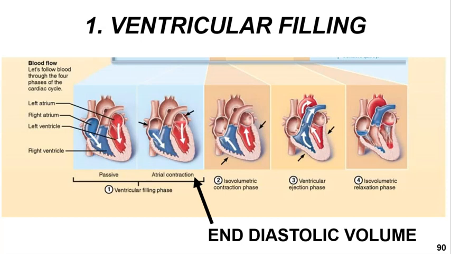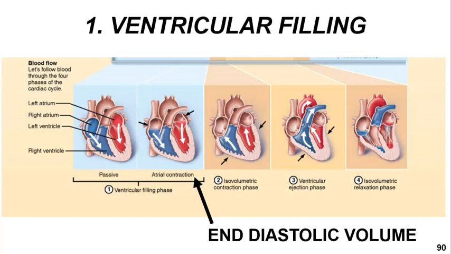Approximately 80% of ventricular filling occurs during the passive phase. So the bulk of ventricular filling is going to occur during this passive phase. The second phase of ventricular filling is called the atrial contraction phase. And this is where the contraction of the atria is going to push blood into the ventricles and accounts for approximately 20% of ventricular filling.